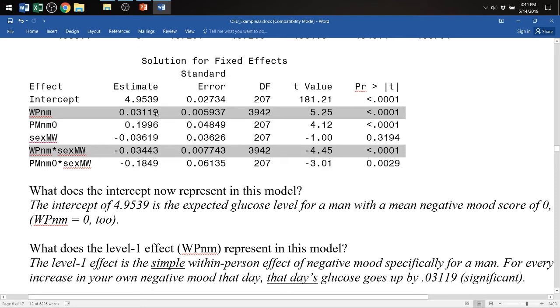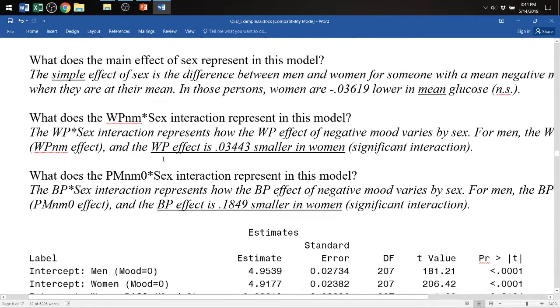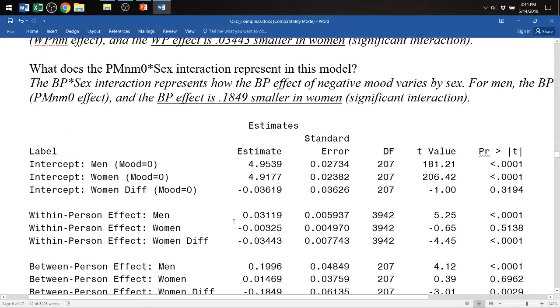So right now the model tells us what it is for men, whether it differs for women. To get what it would be for women, that's what those extra statements that I wrote get you. So there is what it ends up being once you do the math.